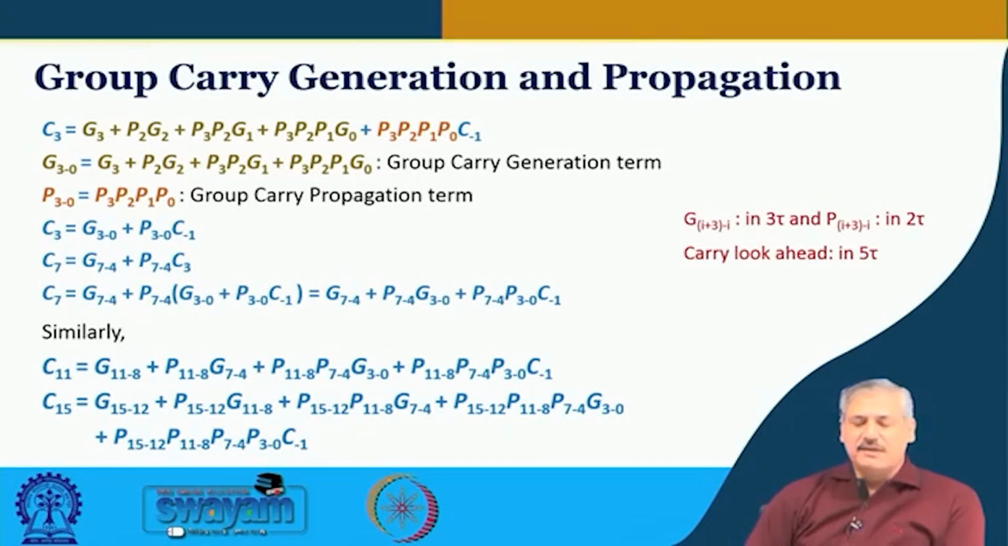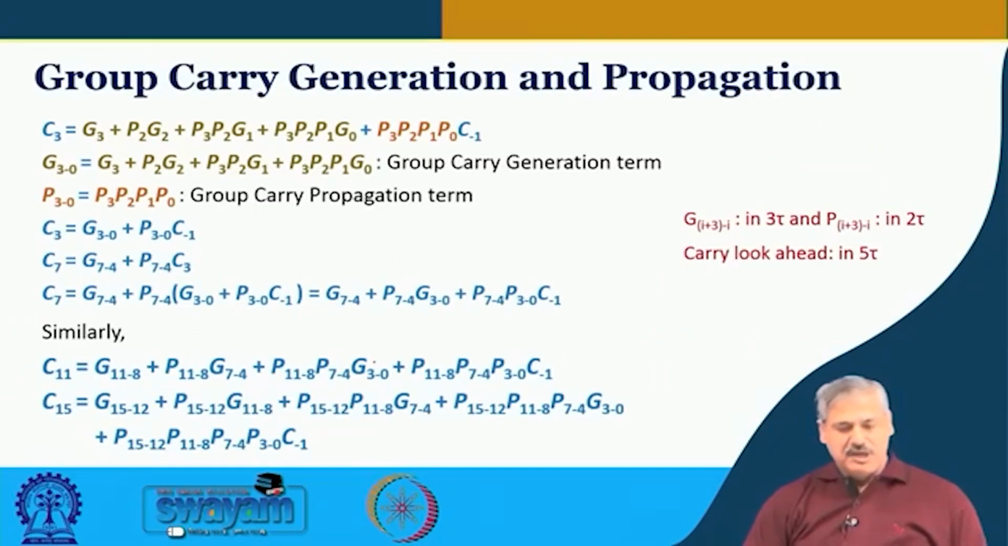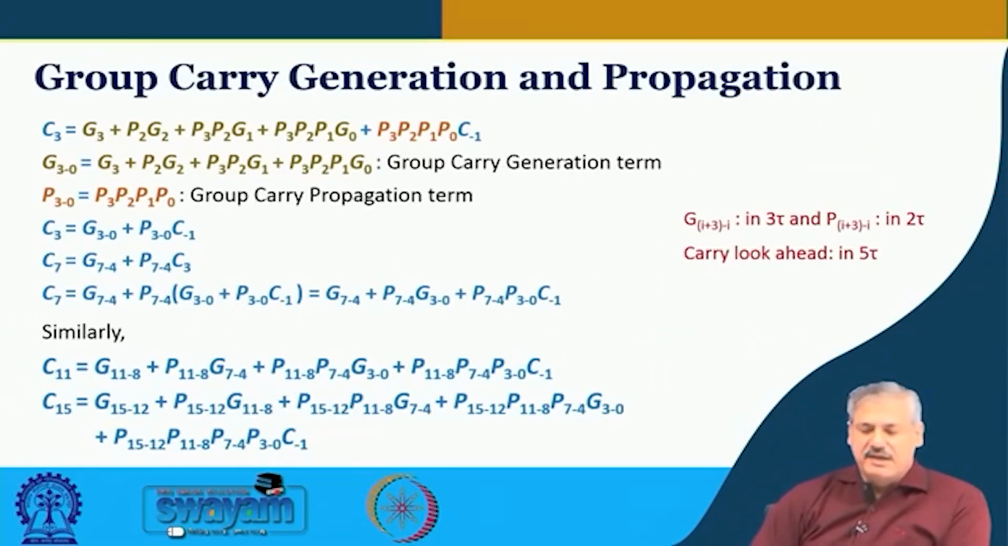So, to do that let us again look at the basic equation of the carry generation. The carry C3 is going as input to the next block that we had seen. So, we are looking at this C3. Okay. So, how is C3 getting generated? This is the way C3 is getting generated in the first fast adder.